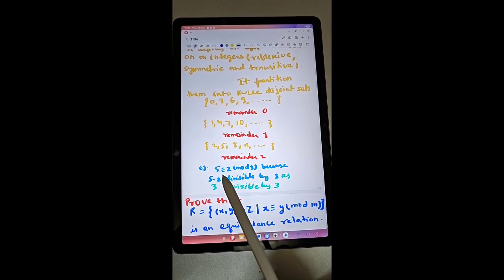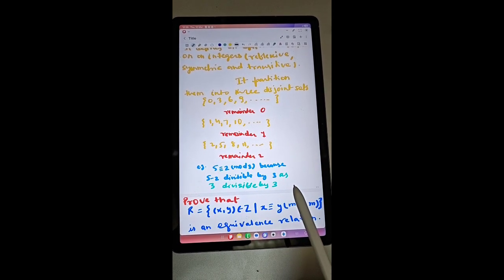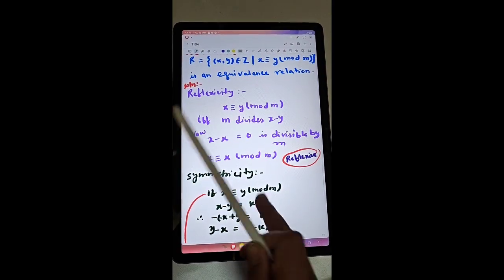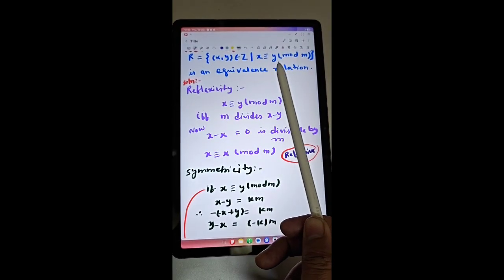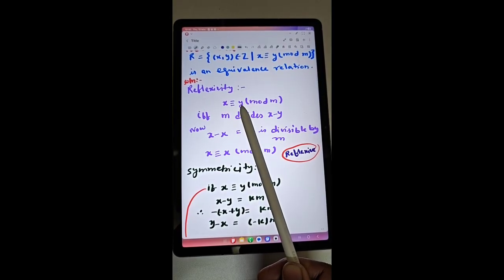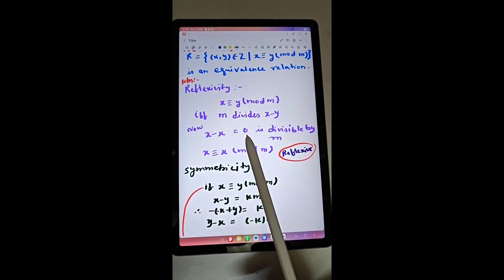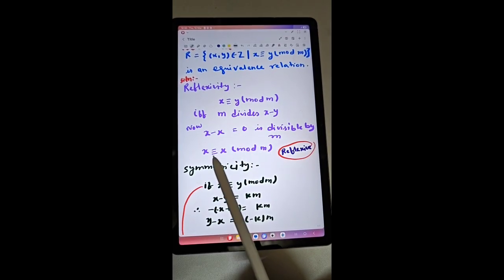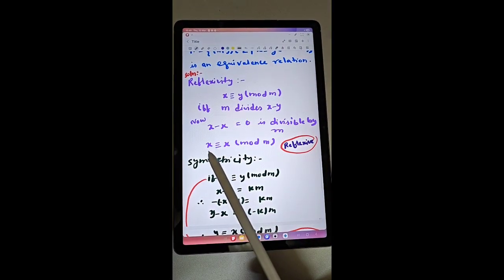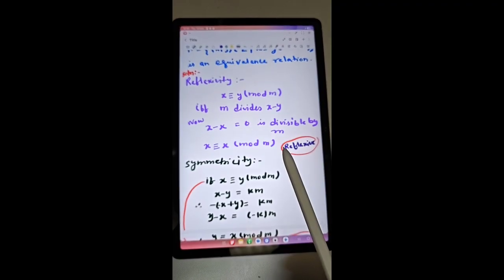Now 5 congruent to 2 modulo 3 means 5 minus 2, that is 3, is divisible by 3, leaving remainder 0. So this is the meaning of congruence modulo. Now we will prove that the congruence modulo relation, x congruent to y modulo m, is an equivalence relation. x congruent to y modulo m means m divides x minus y. Now x minus x is 0, and 0 is divisible by m. So x is congruent to x modulo m, and this is a reflexive relation.